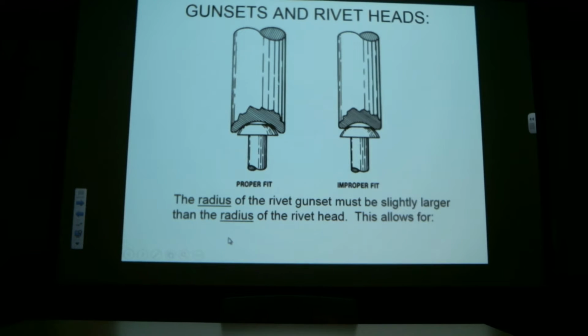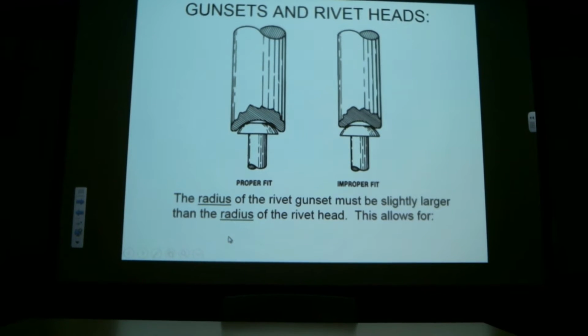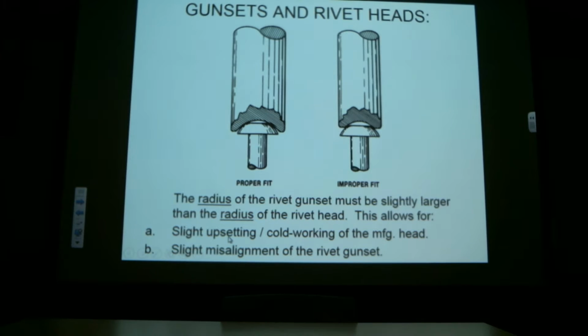This is the answer to an FAA test question: the radius of the rivet gun set must be slightly larger than the radius of the rivet head. It allows for cold working of the rivet head and slight misalignment.